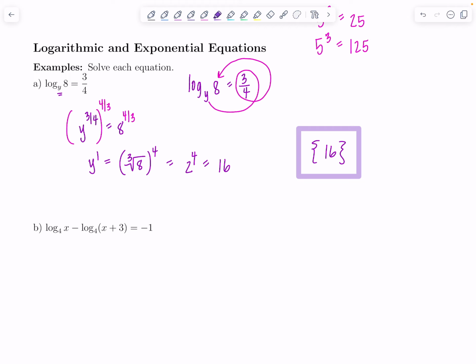Yes, we have a log property. Before, we were expanding, right? We were breaking up into multiple logarithms. We can go the other way around and combine these into a single logarithm.